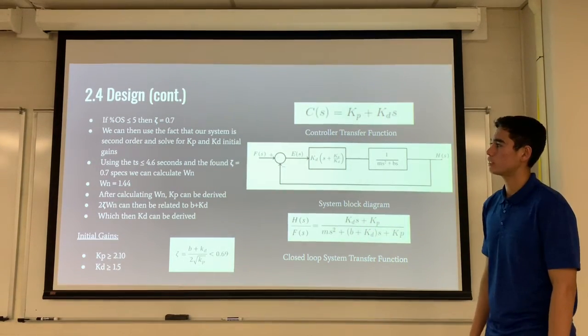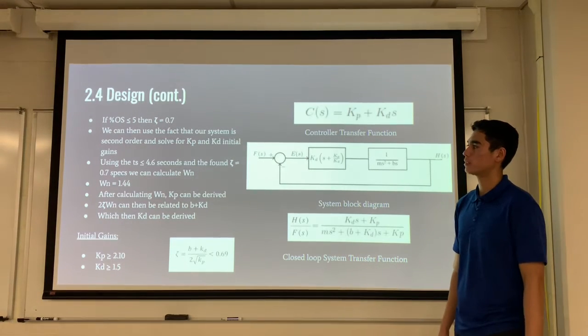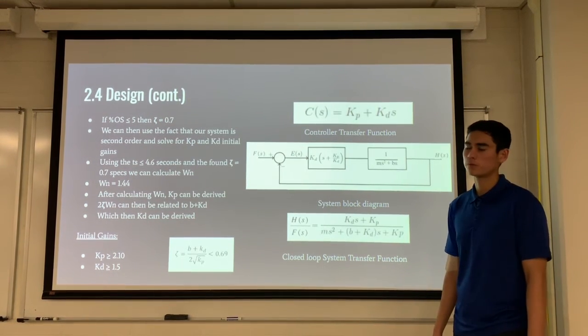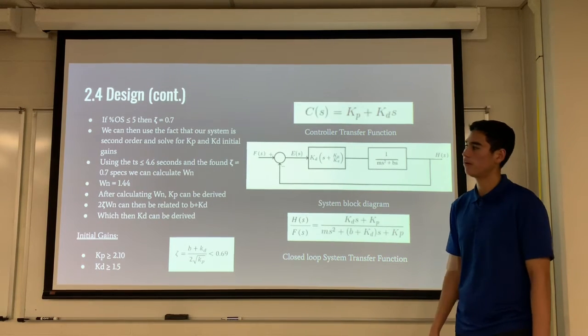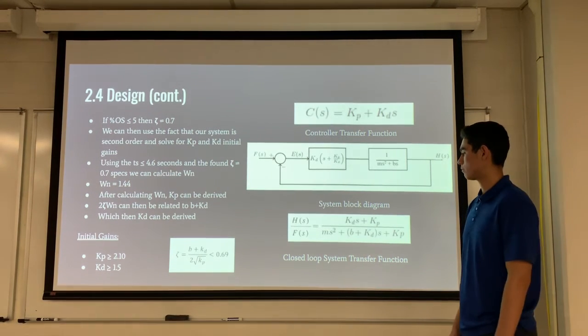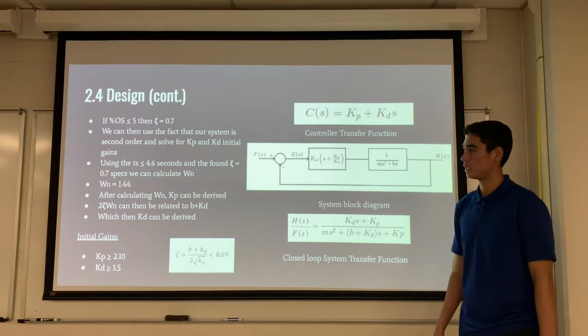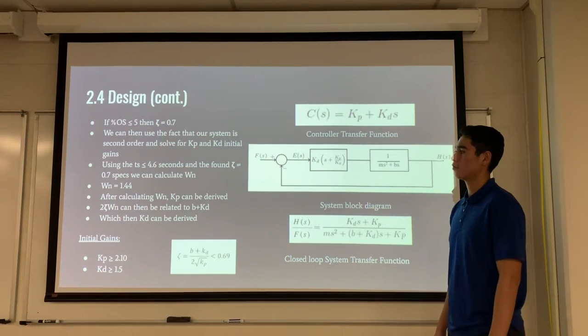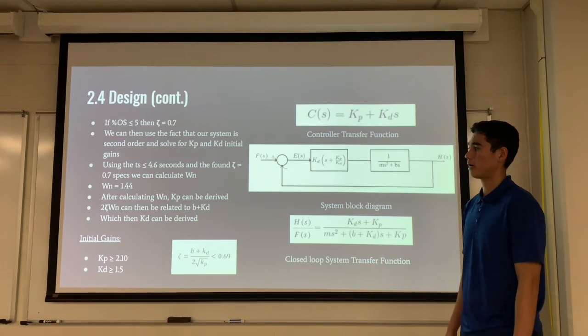We can then use this and previous specs such as %OS to be less than 5% to find zeta equal to 0.7, which we can relate with the OS versus zeta graph. We can then use the fact that our system is second order and solve for Kp and Kd gains. Using the t settling to be less than 4.6 seconds and the newfound zeta to be 0.7, we can calculate omega n.